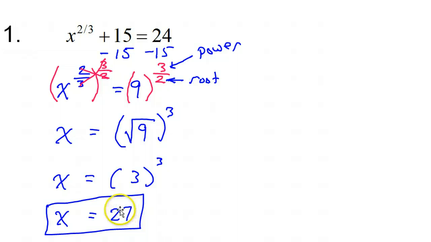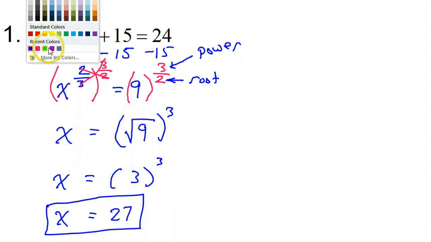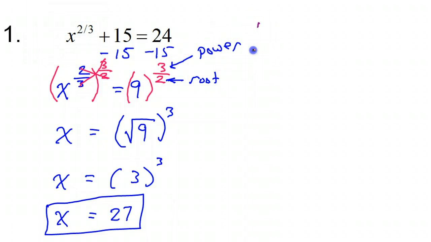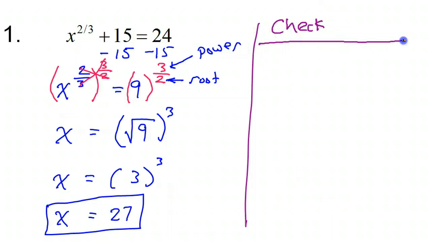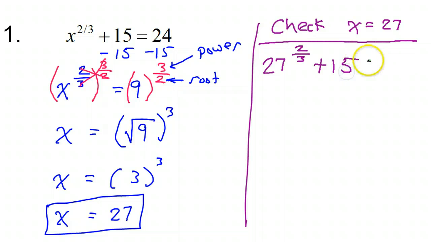And just to be on the safe side, you should substitute it back in for x and make sure it makes a true statement. Alright, I'll do it just this once. But in the future, I will leave you to do this check by yourself. So let's do it one time. Stay with me. If I want to check x equals 27, then I'm putting 27 here. So this becomes 27 to the 2/3 power plus 15, and I'm trying to verify that that equals 24.